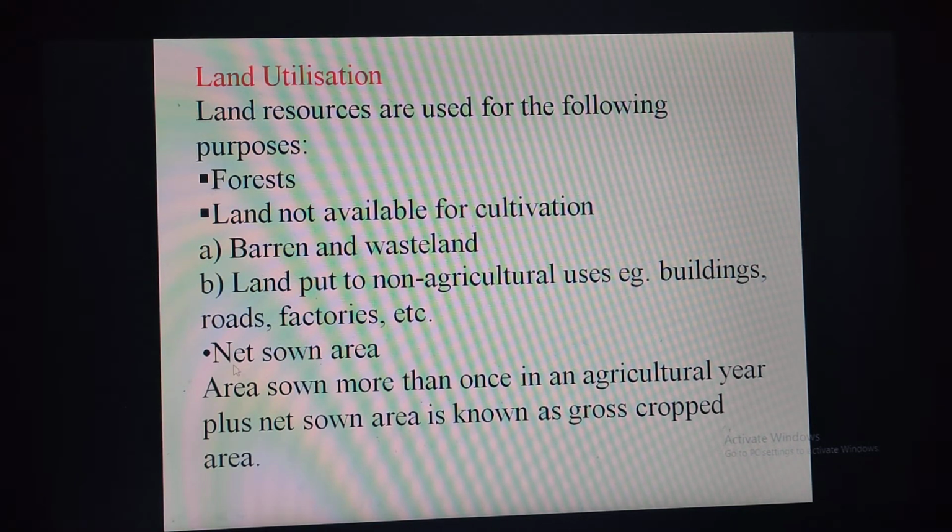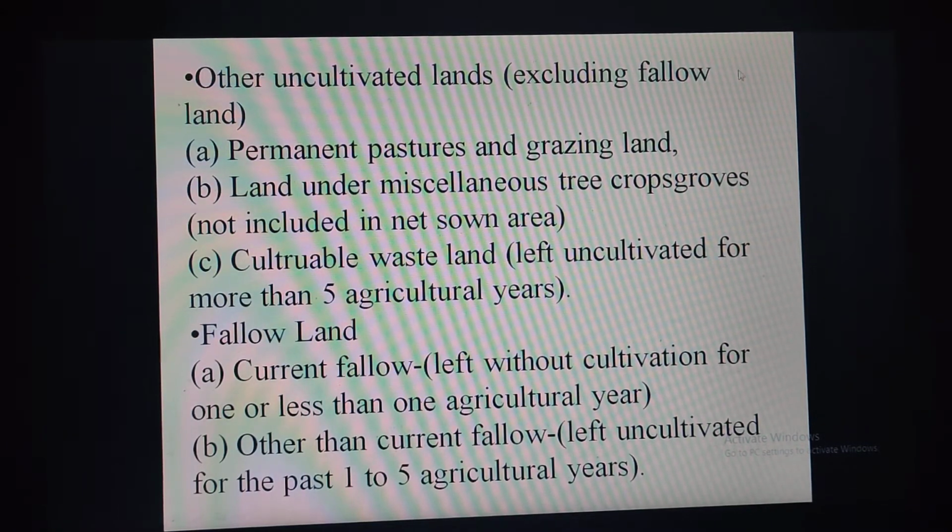Next, net sown area. What is net sown area? Area sown more than once in an agricultural year plus net sown area is known as gross crop area. Other uncultivated land excluding fallow land, that is permanent pastures and grazing land, land under miscellaneous tree crops and groves which is not included in net sown area, culturable wasteland, fallow land, that is current fallow and other than current fallow.